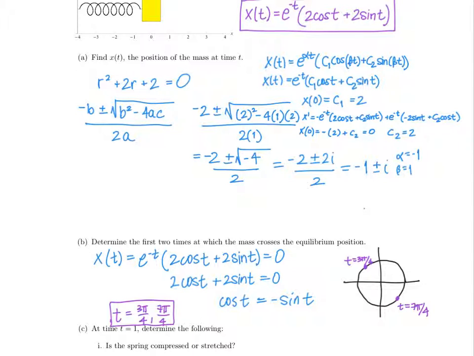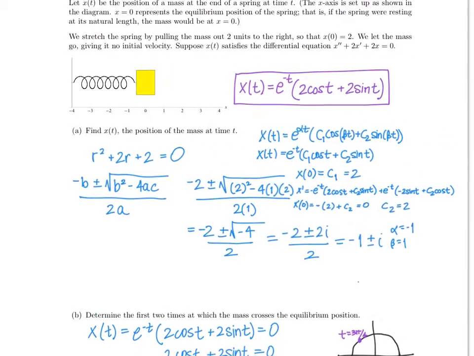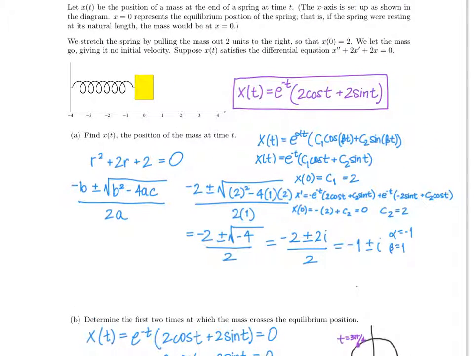All right, moving on to part C. It says at time t equals 1, determine the following. Is the spring compressed or stretched? All right, let's see what we have to work with here. Compression means that it's compressed, and stretched out means that it's stretched out. If we look up here at the original drawing, we see that compression corresponds to negative position values, and being stretched out corresponds to positive position values.